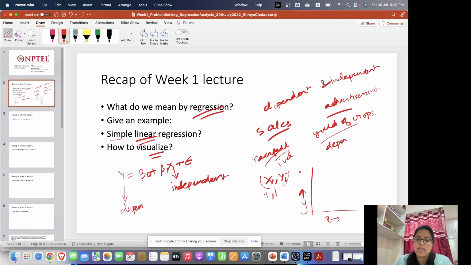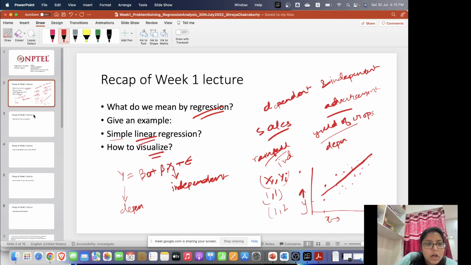So, let's say we have the point (1, 1) and the point (1, 2). In this way we can have multiple points, and if by intuition we can see that as x increases, y also increases, then we have some intuitive idea that we can fit a line, that the relationship is linear. So this is what we are going to do.